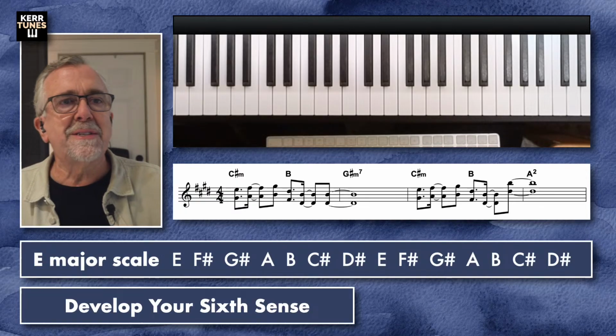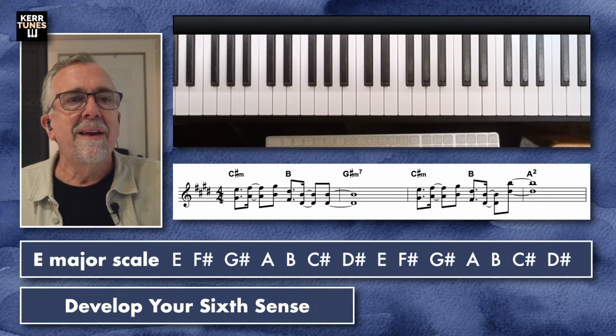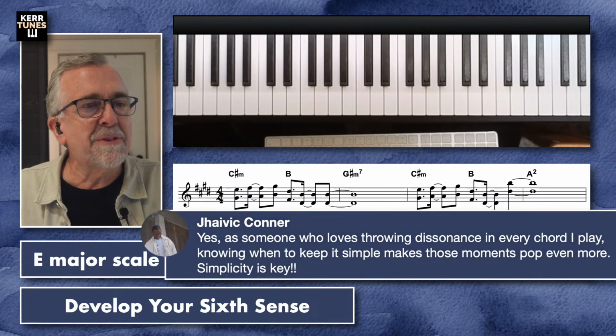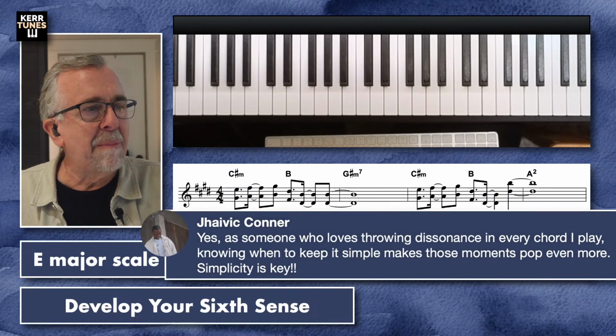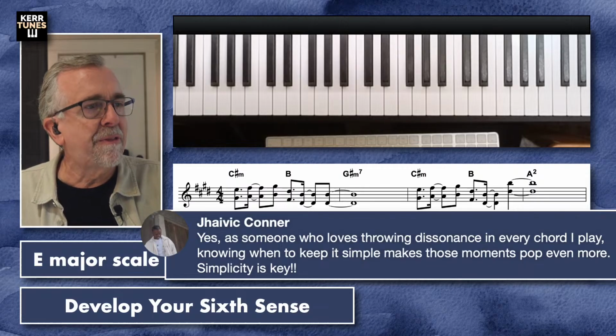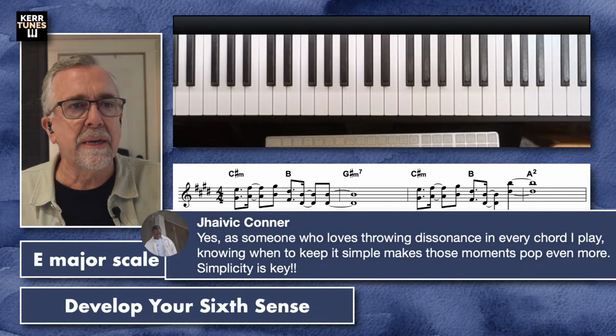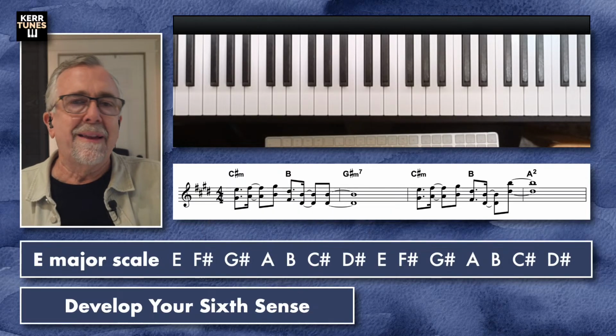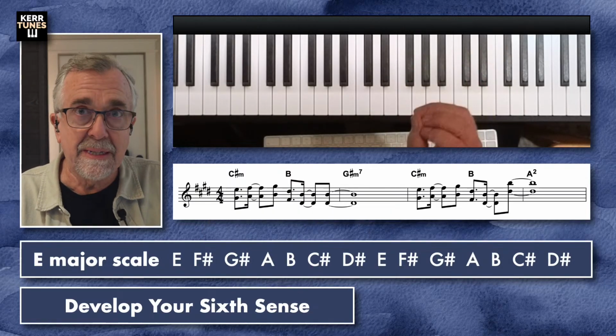Now I see that JC, thank you so much. It's so funny. Yes, you got to see this comment. Yes, as someone who loves throwing dissonance in every chord I play, amen. Knowing when to keep it simple makes those moments pop even more brilliant. Thank you so much. That is absolutely right. I am with you 100% in that. That's awesome. Cool.